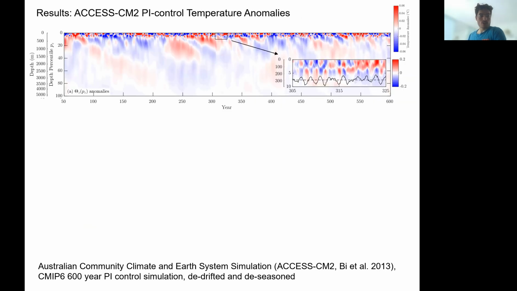Okay, so moving on to some results. What I'm going to show you is depth, temperature, and latitude percentiles, which I'll make appear in a second.